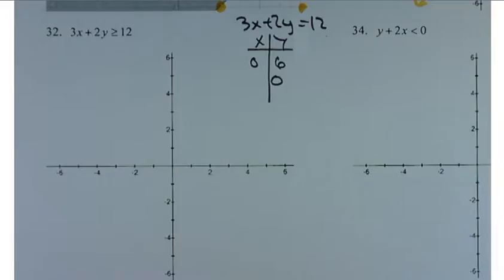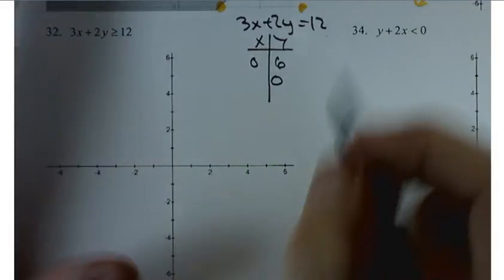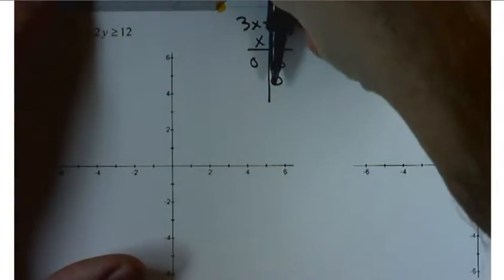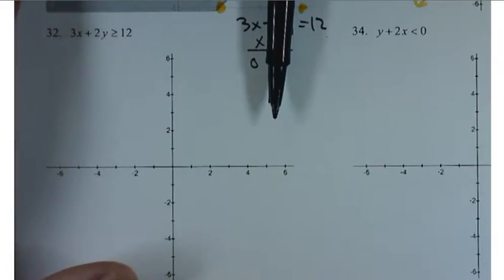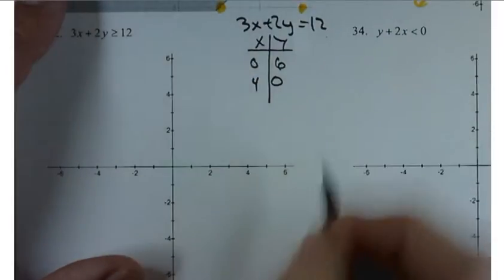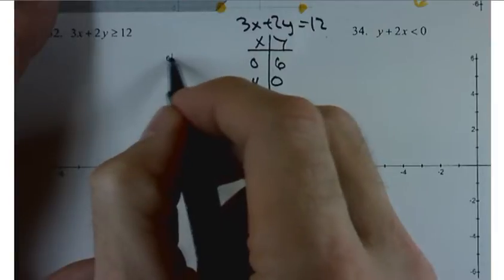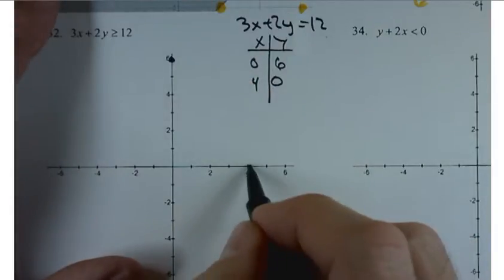If y equals 0, x is 4, right? Because the y term would disappear. You'd be left with 3x equals 12. So 0, 6 is up here. 4, 0 is down here.